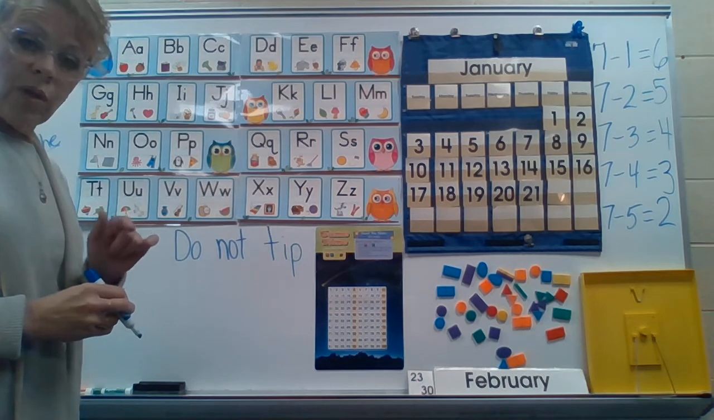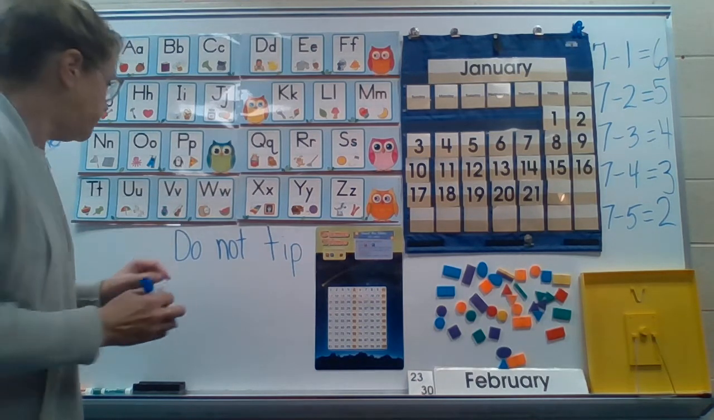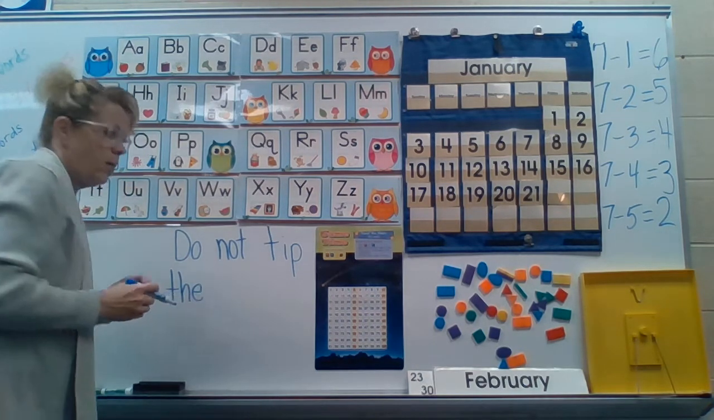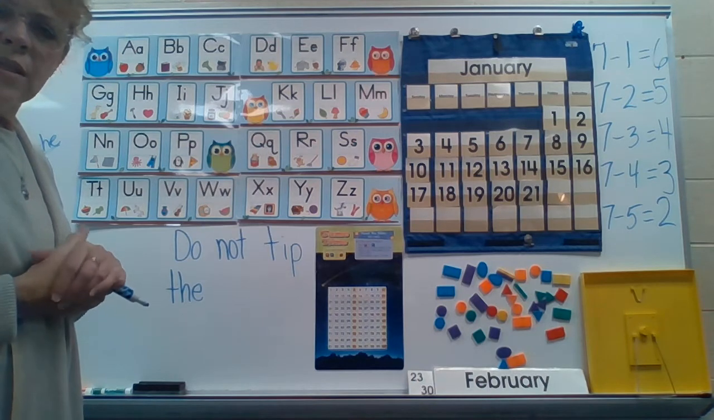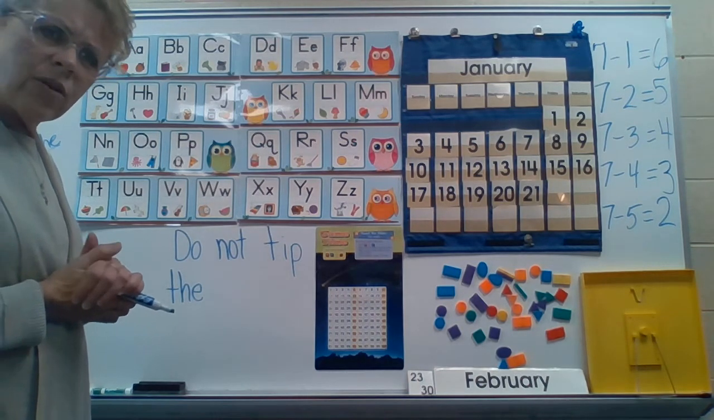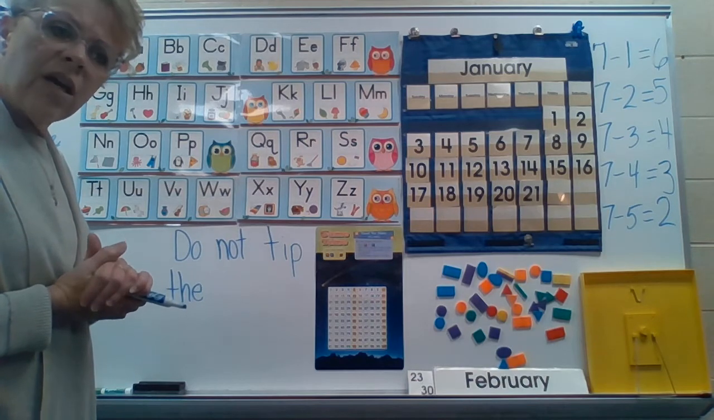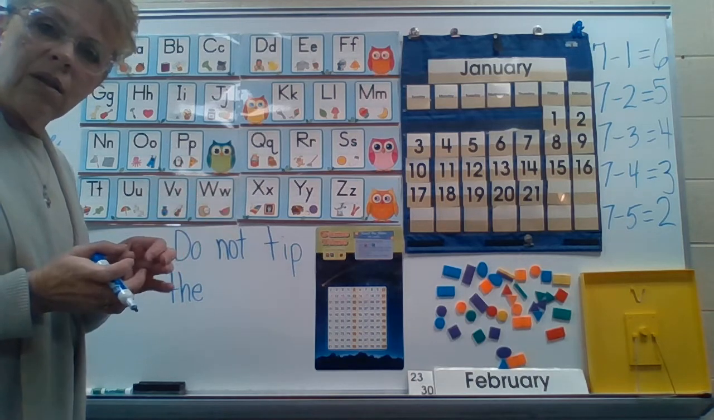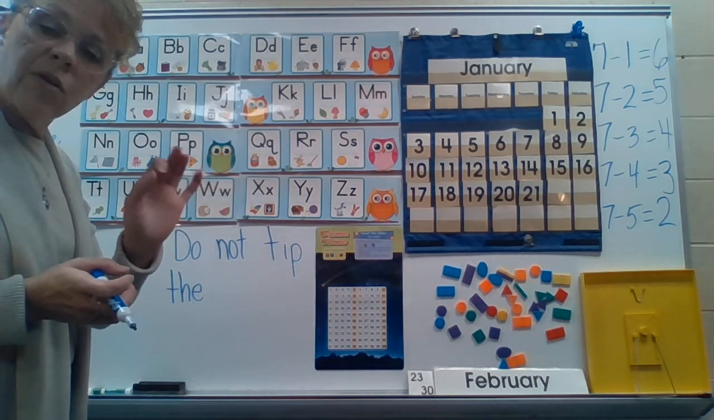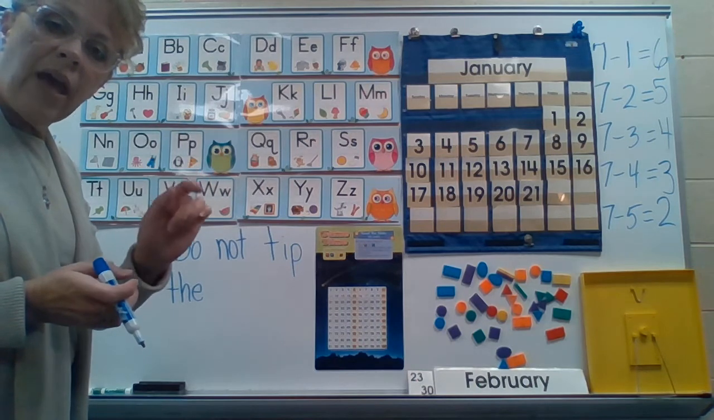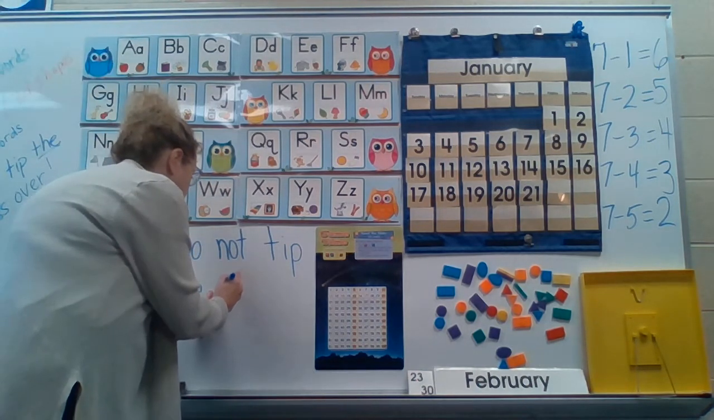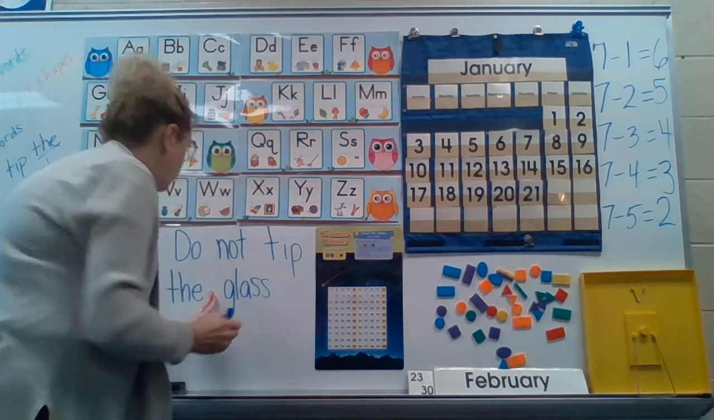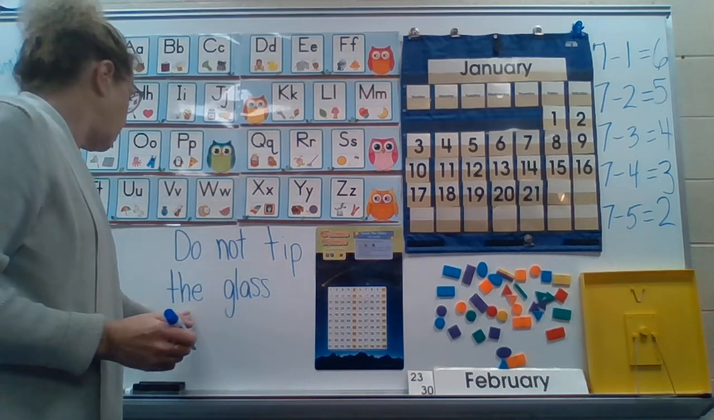Then I'm going to use another sight word, the, T-H-E. Now my next word is glass. Now it has 2 letters at the beginning that kind of blend together. Gull. Can you hear those 2 sounds? Gull. I hear G and L together. That's G and L. Okay? It's G-L. Do not tip the glass.